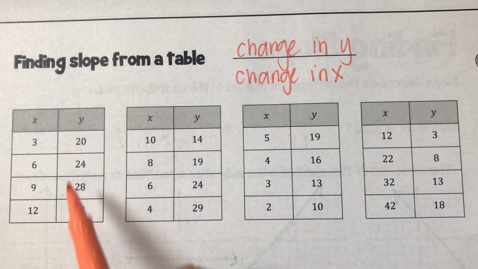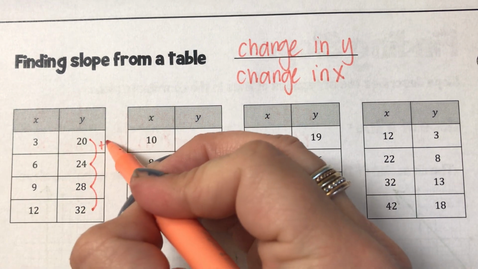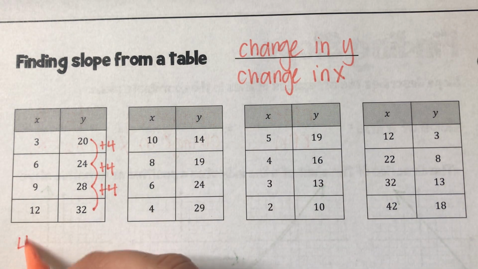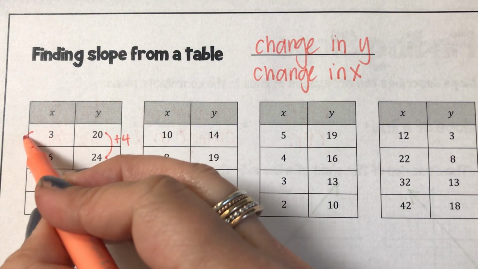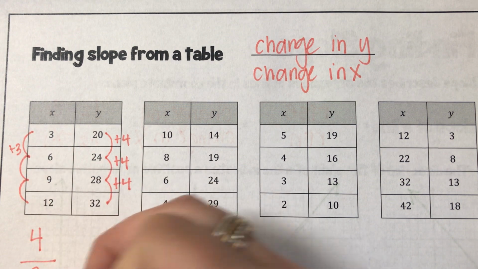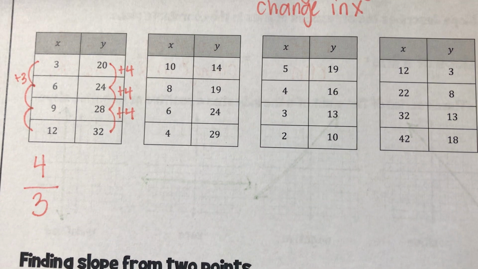Okay, so let's look at this one. How much is my y changing every time? It's going up 4, up 4, up 4. So my change in y is 4. What's my change in x? Up 3, up 3, up 3. So my slope is 4 over 3. Oh, you can't see that.